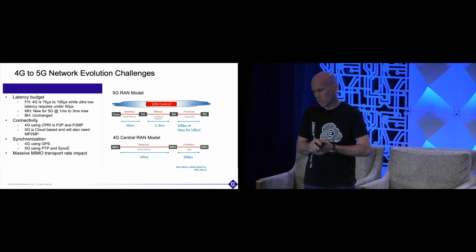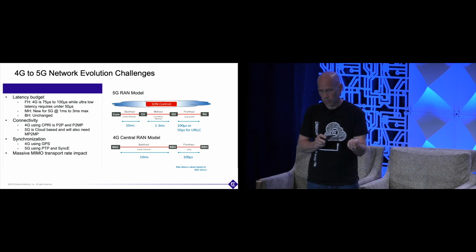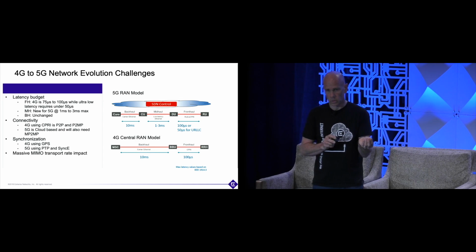So looking at the requirements from a latency point of view, some key things I want to point out here. If you look at the left-hand side, what you see is actually the synchronization. So 4G actually uses GPS, while 5G is going to use PTP and SyncE. That's pretty interesting, because you need to provide synchronization through your network.